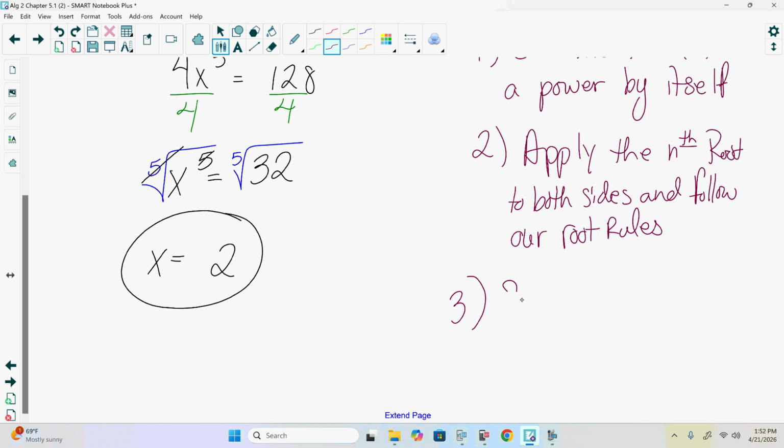Now, our last step, which we actually didn't need for this, would be solve for x, solve for that variable. But because x is already by itself, x equals 2, we're done. We don't have to do anything with this. Questions on anything we've done so far?